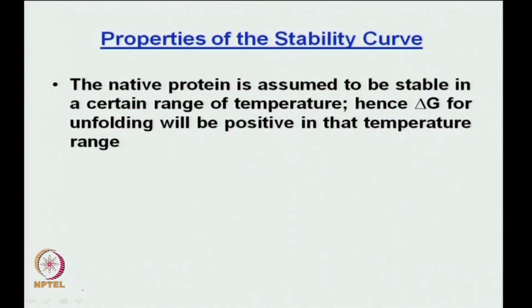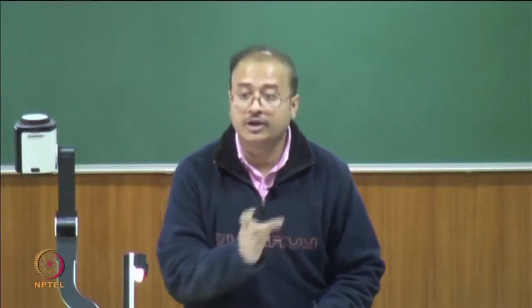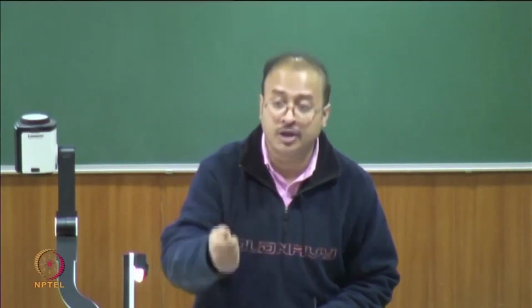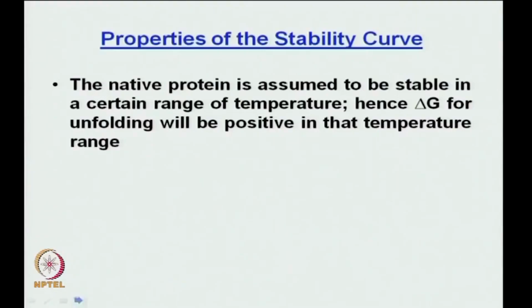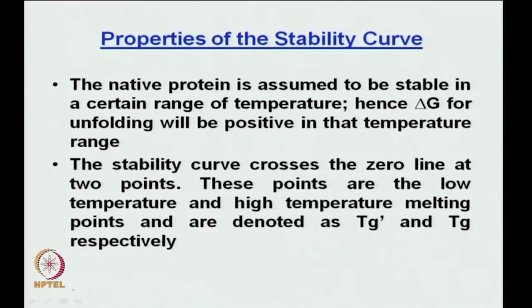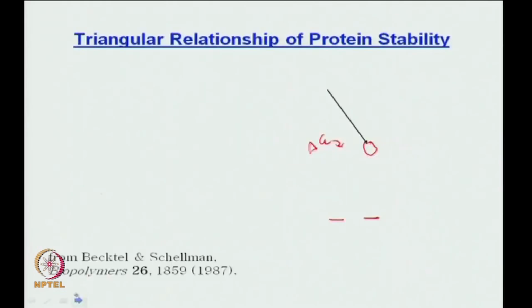So, just by another diagram which we are going to come to very soon. One of the assumptions was that the native protein is assumed to be stable in a certain range of temperature. Hence, delta G for unfolding will be positive in that temperature range, because in that range we are assuming that the folded state is more stable, and if you are trying to unfold it, that means you are doing a process which is non spontaneous, and hence delta G has to be positive. Next is, as we said, that the stability curve crosses at 2 points. One corresponds to the high temperature melting point, the other one corresponding to the low temperature melting point.